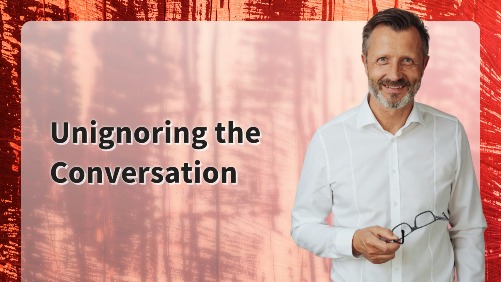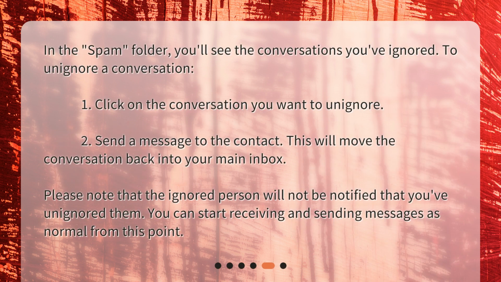Unignoring the Conversation. In the Spam folder, you'll see the conversations you've ignored. To unignore a conversation, 1. Click on the conversation you want to unignore. 2. Send a message to the contact. This will move the conversation back into your main inbox. Please note that the ignored person will not be notified that you've unignored them. You can start receiving and sending messages as normal from this point.